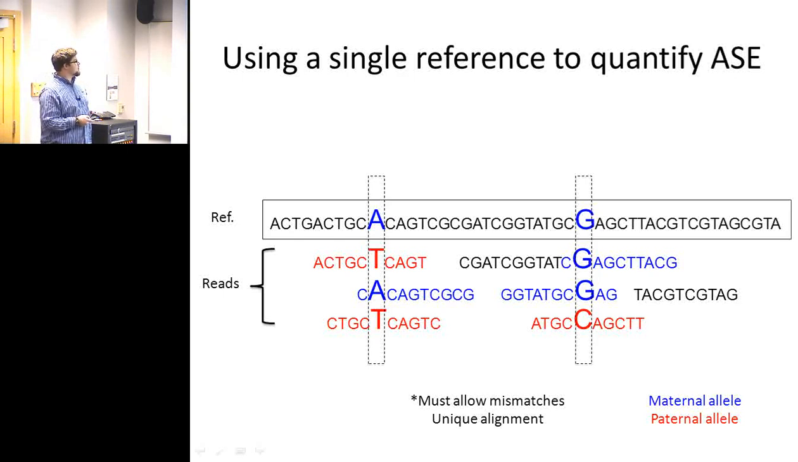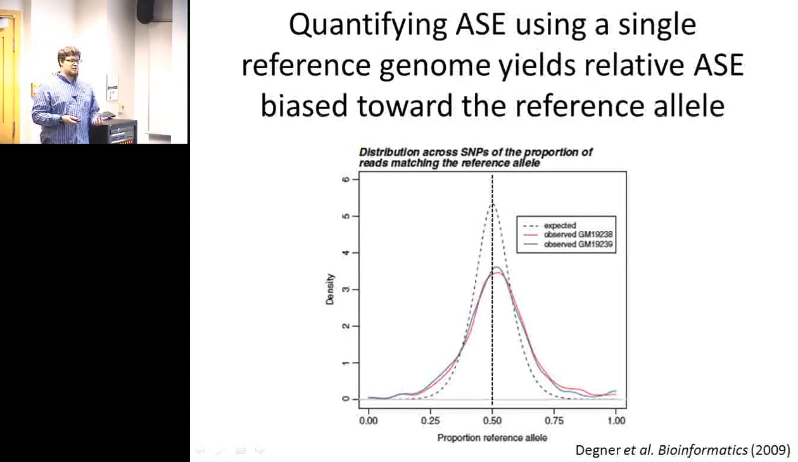Okay. In fact, when Degner and colleagues several years ago attempted this procedure, they found that when aligning sequence reads to a single reference genome, this in fact yielded relative measurements of allele-specific expression that were biased toward the reference allele. So let me lead you through this, one of the plots in their paper.